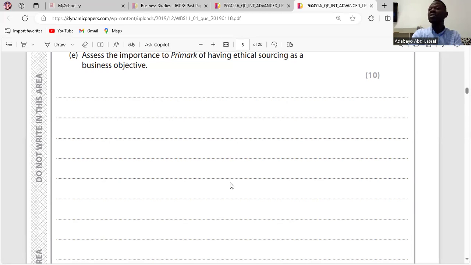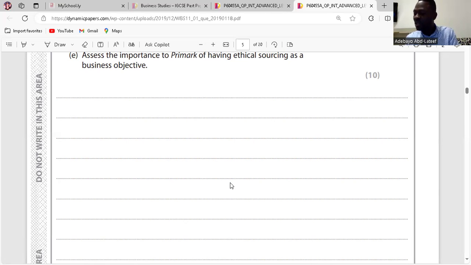Paying fair wages will increase your cost of production, which means you might have to increase your prices. But Primark might not be able to increase its prices because its unique selling point is its lower price. That's the first problem. Is it clear?